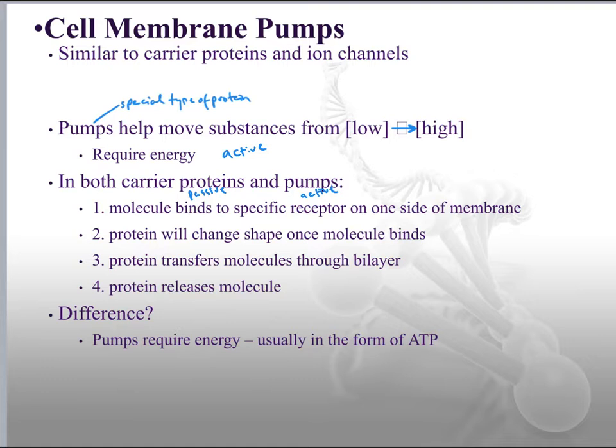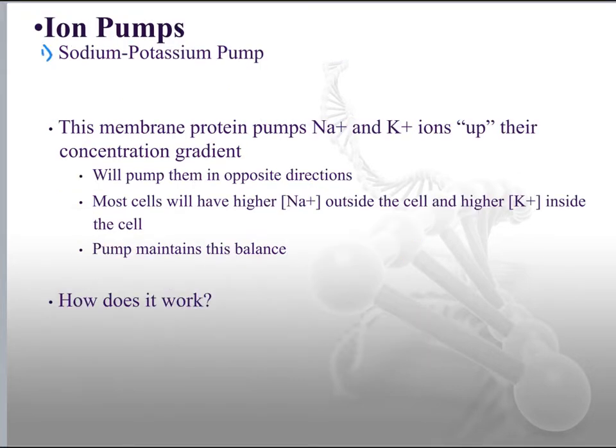The only difference is, right, in the first instance, the concentrations were going from high to low with carrier proteins, and now they're going from low to high with these pumps. And the pumps, because they're going from low to high, are going to require energy. And it's usually in the form of ATP, right, the energy currency within cells.